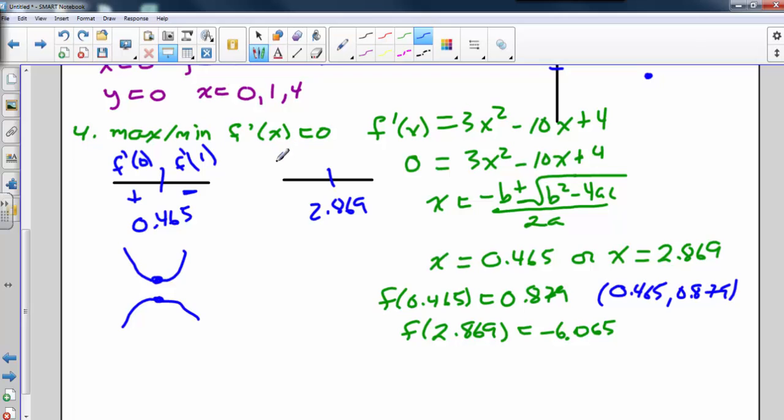Similarly, I can check f prime at, let's say, 2 and 3. All I'm trying to do is figure out, do I have positives or negatives? So this is 12 minus 20 plus 4. Looks like that's going to be negative. 3 would be 27 minus 30. This one's going to be positive. And so here I'm decreasing to that key point and then increasing afterwards.